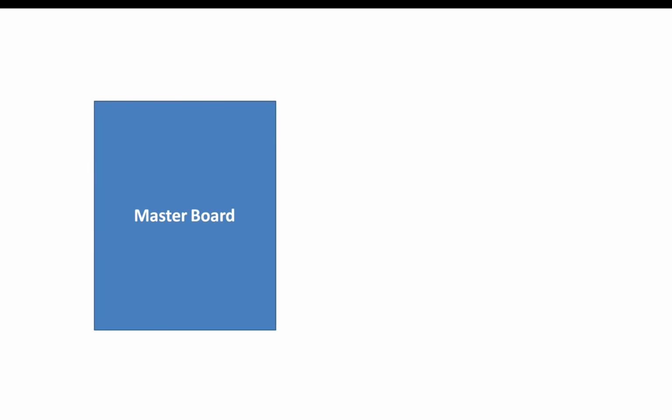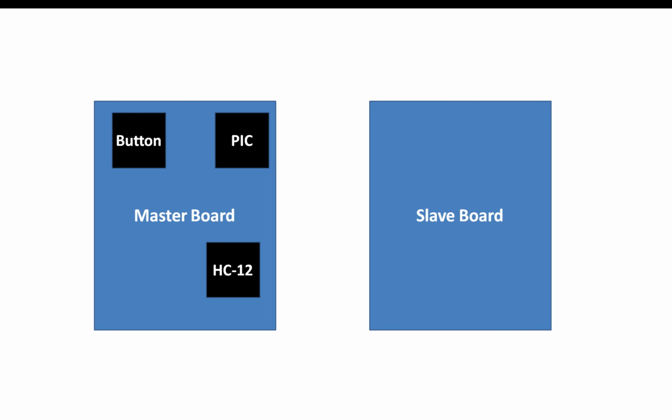So what I'm going to do in this video is give you a mini project, and show you how to make it, where we will use one master board and one slave board. The master board will have its own PIC16F877A microcontroller. It will have its own button. It will have its own HC-12 module, and then the slave board will also have these things as well. So first of all, in the master board, whenever the toggle button is pressed, it will send a signal to the PIC. The PIC will do whatever programming we will write.